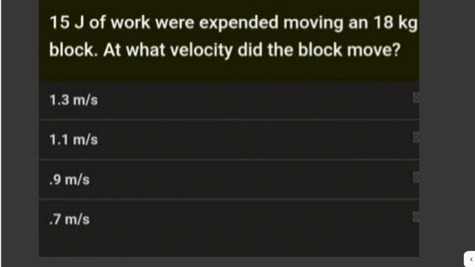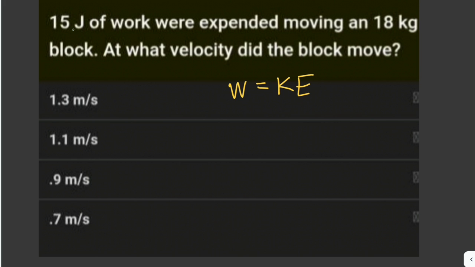"15 joules of work were expended moving an 18 kilograms block. At what velocity did the block move?" Now to solve for the velocity here, we use the formula for the kinetic energy. Work equals the kinetic energy, KE. This is because any work that is done to accelerate an object is converted to kinetic energy of that object from the work energy theorem.